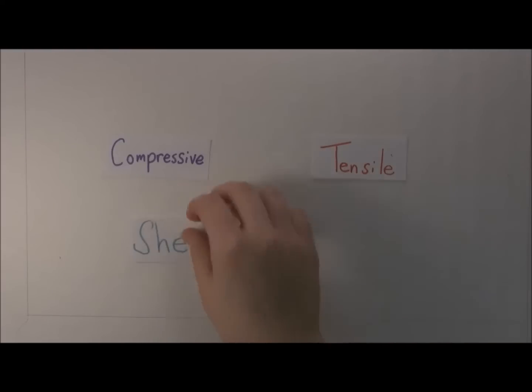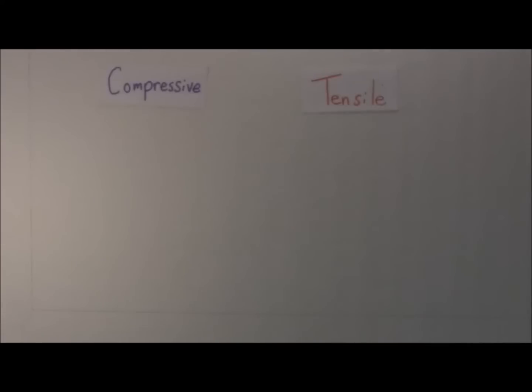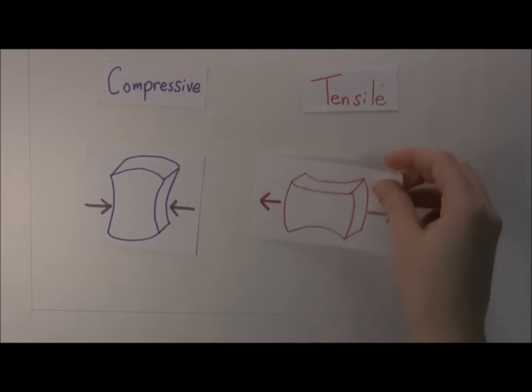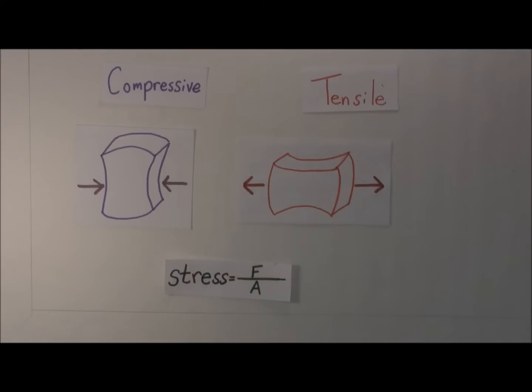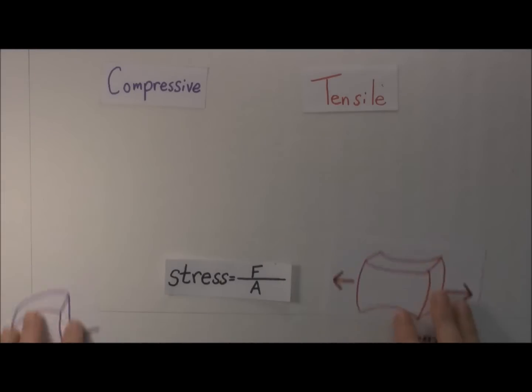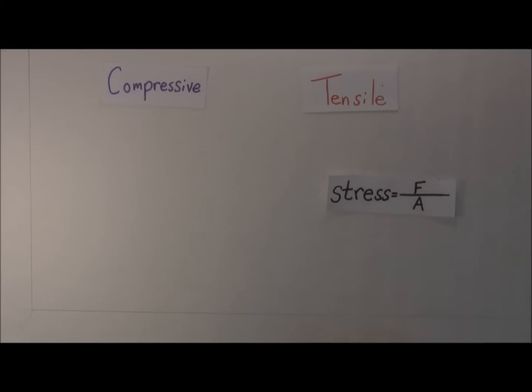Now, there are 4 basic kinds of stress we're going to deal with: compressive, tensile, shear, and bulk. Let's start with the first 2. Compressive stress is when things are compressed, and tensile stress is when things are pulled. So, compression and tension are basically 2 sides of the same coin. We define these kinds of stress in the same way we define pressure, force over area. The only real difference between compressive or tensile stress and pressure is that stress is usually for solids and pressure for fluids.